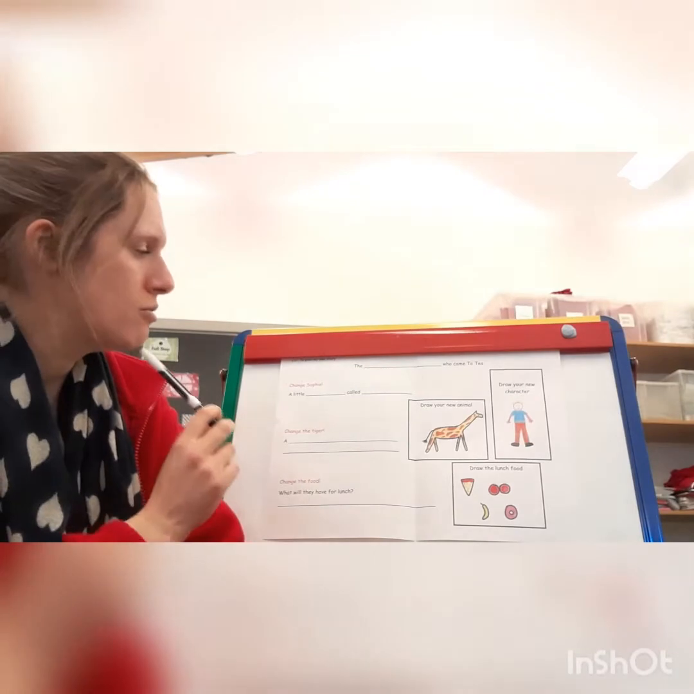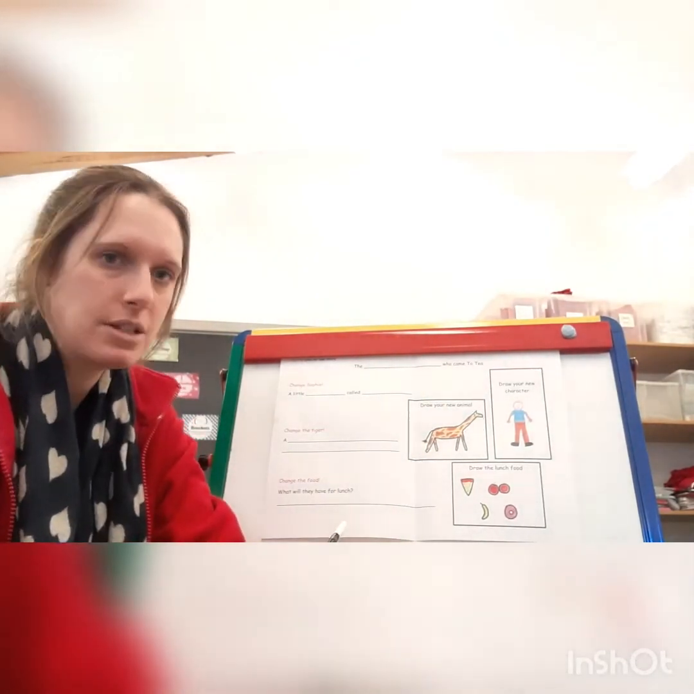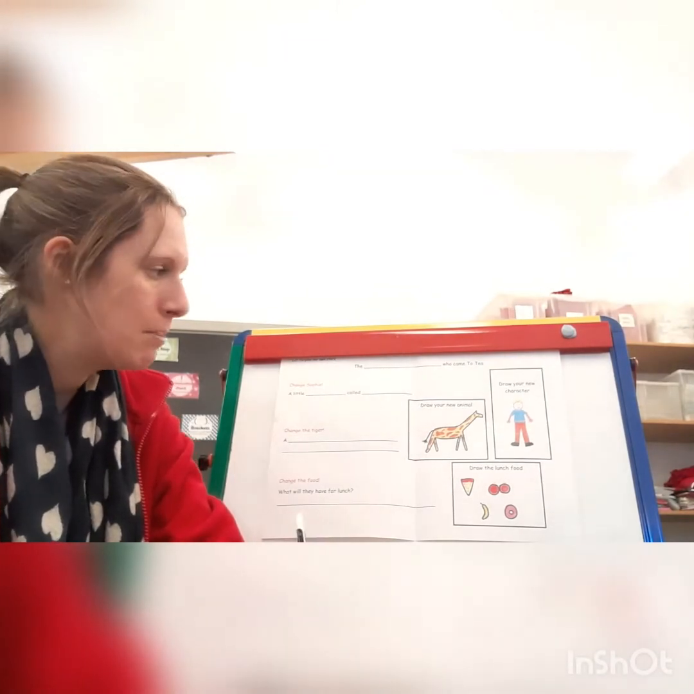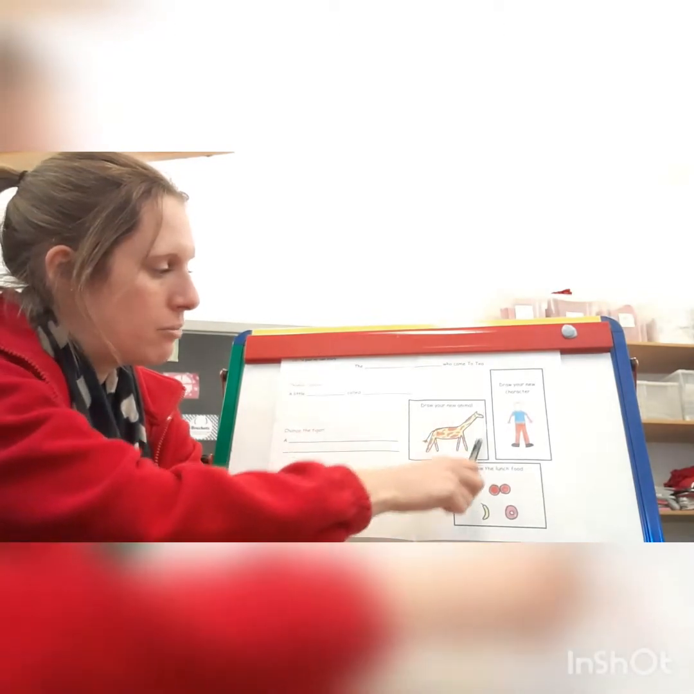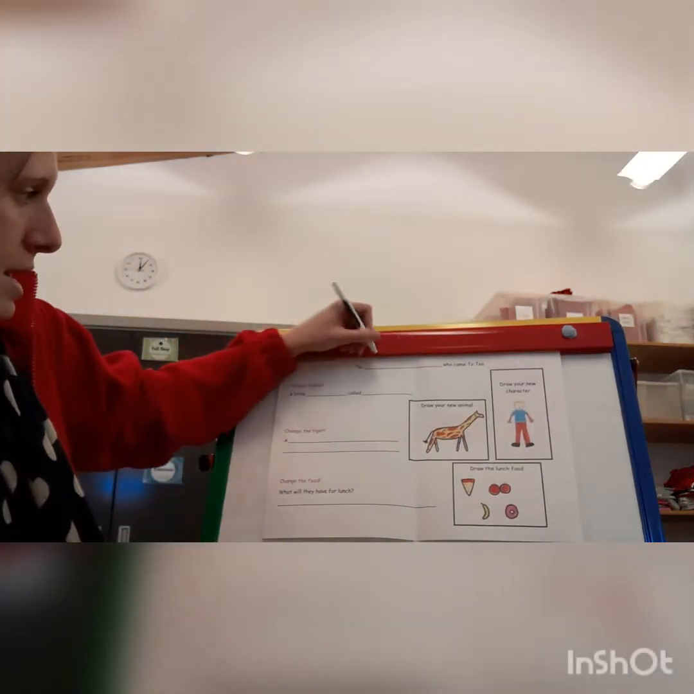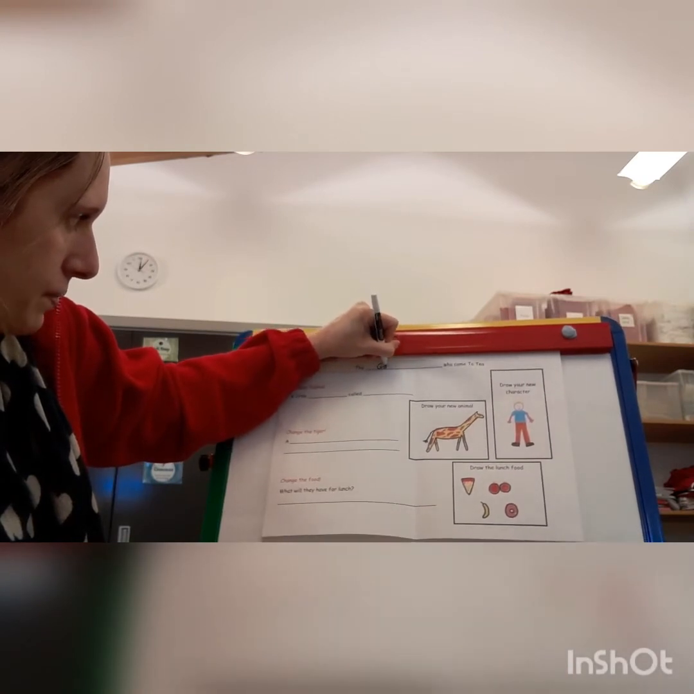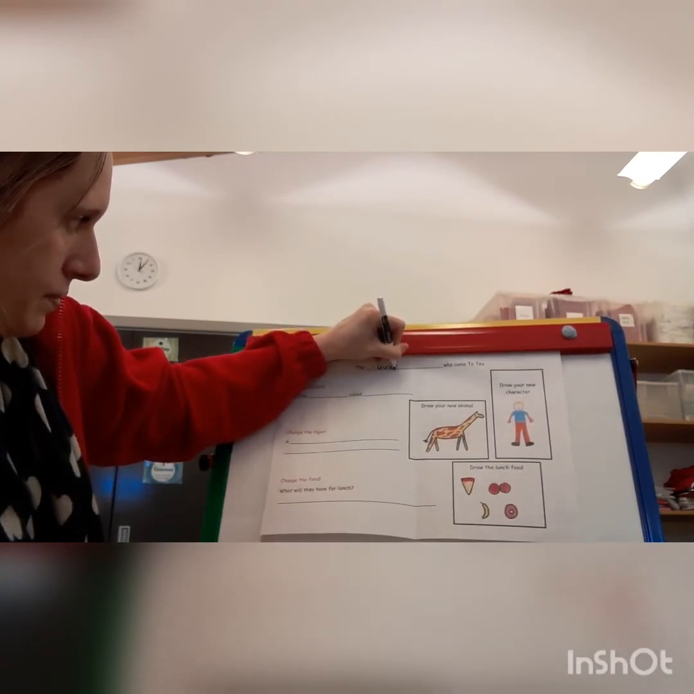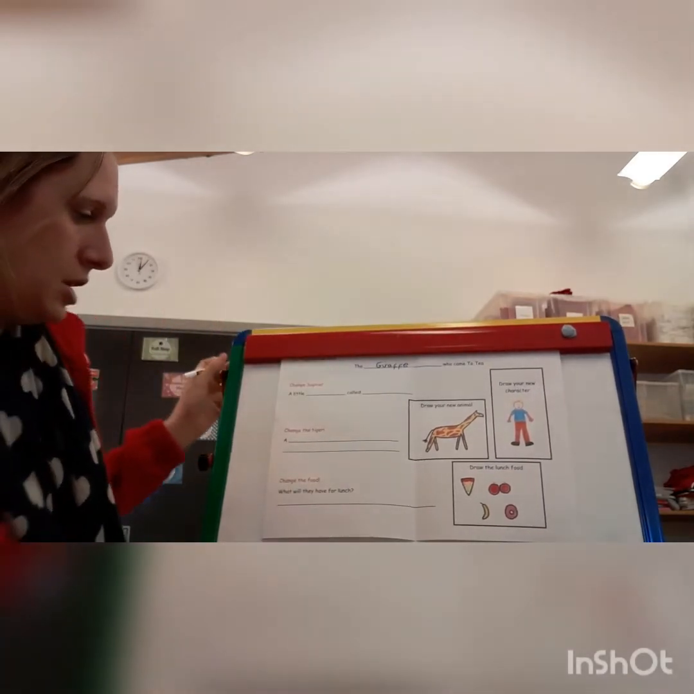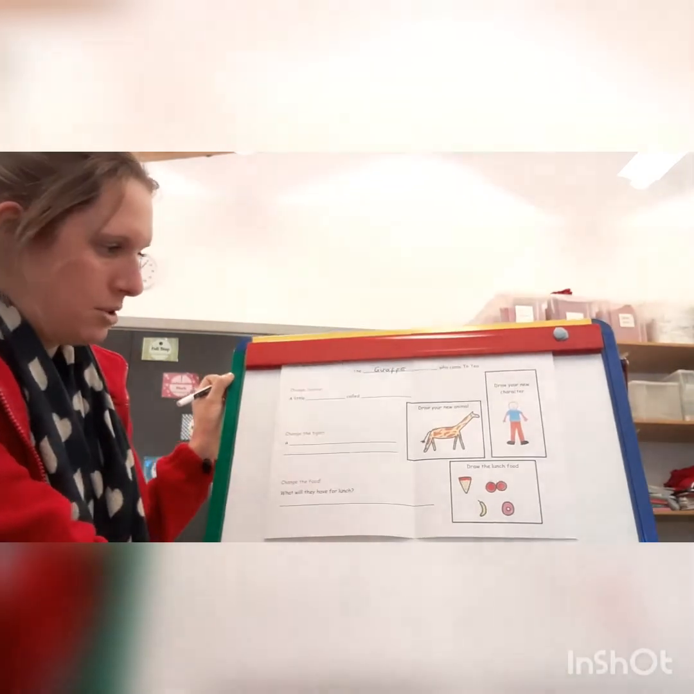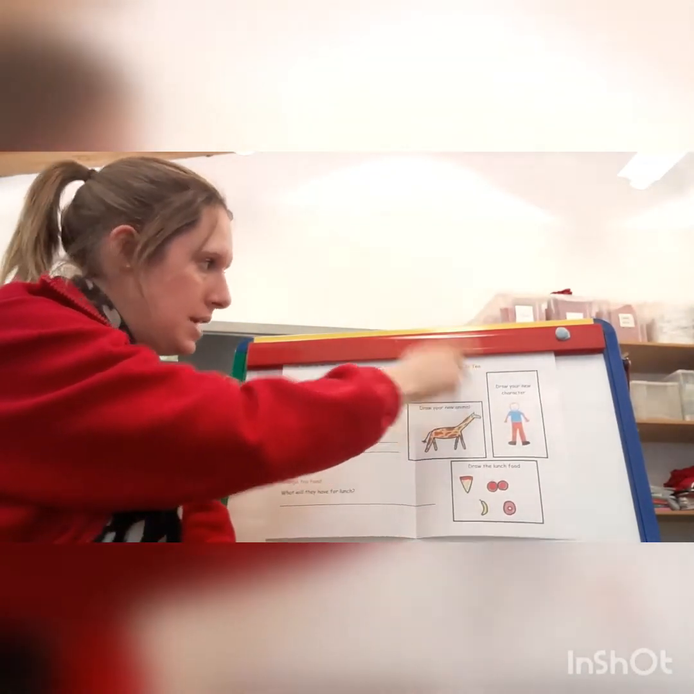The original story was called The Tiger Who Came to Tea, but my story isn't going to be about a tiger, is it? My story is going to be about a giraffe. So that means that the title of my story will be The Giraffe Who Came to Tea. On that line, you're going to change the animal to your new animal. So my story is now called The Giraffe Who Came to Tea.